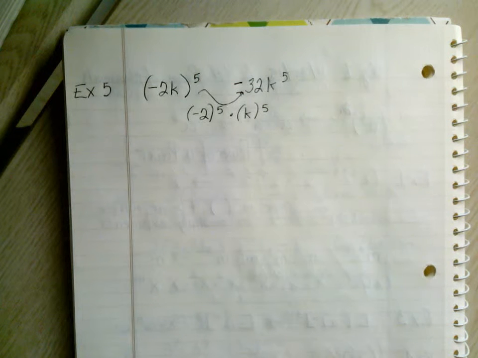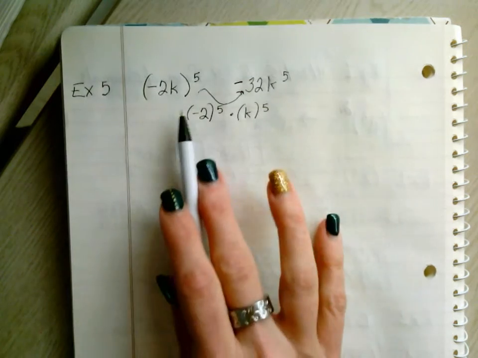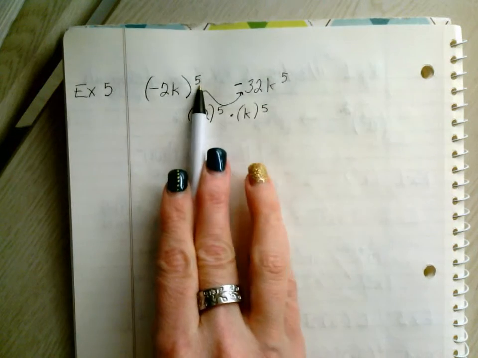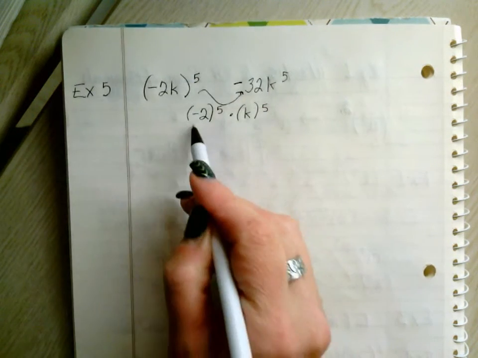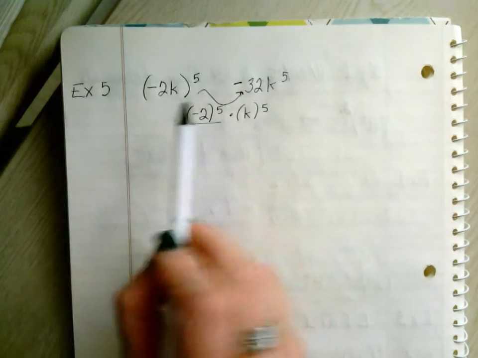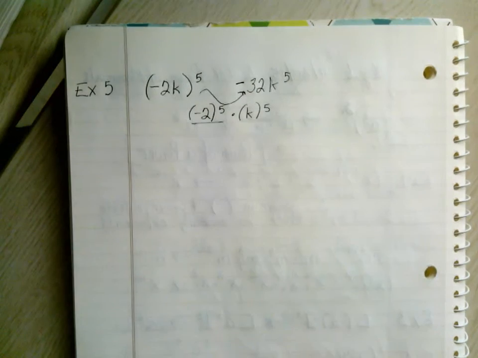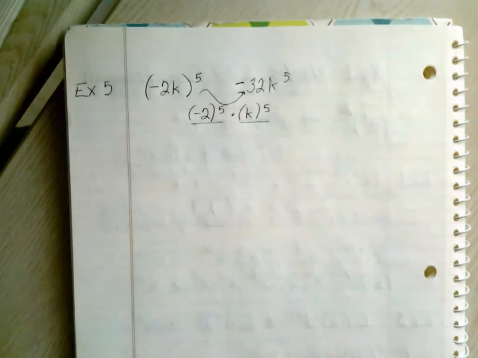Wait, so could we just put -32? That's your answer. Oh, I thought you meant like -2 times 5. No, because literally what you're doing when you solve this is you are taking -2 and raising it to the 5th power. And that's what I have here. Yep, and you've got your k and you're raising it to the 5th power, and that's what's happening there.